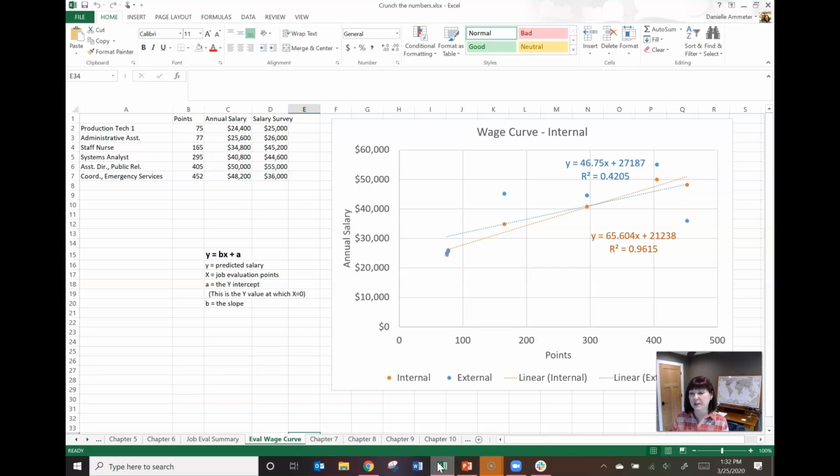So here we are comparing our internal structure, so the blue line, our internal structure to the external market pay. Here the R squared is 0.42. What does that mean? It means that 42% of the variation in market pay rates can be explained by our own internal job structure. So that's a mediocre correlation. It's not great. So that means we're pretty far off of the market in some areas. So let's look at that in a little bit more detail.